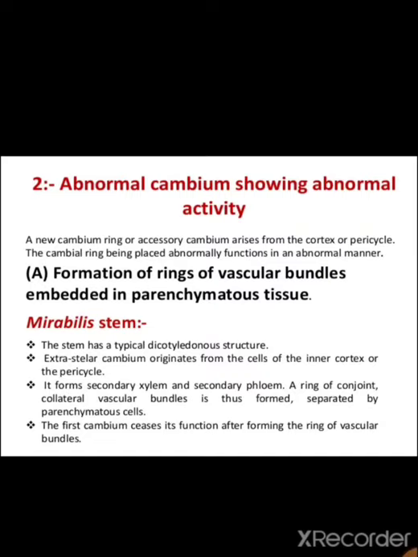Anomalous secondary growth, another term for abnormal secondary growth, is the result of deviation in the cambial activity from the normal type found in most of the dicots. The abnormal activity gives the abnormal secondary growth, which is known as anomalous secondary growth.